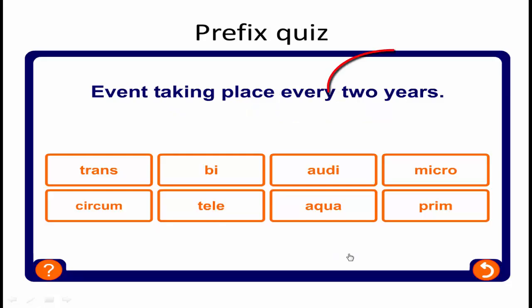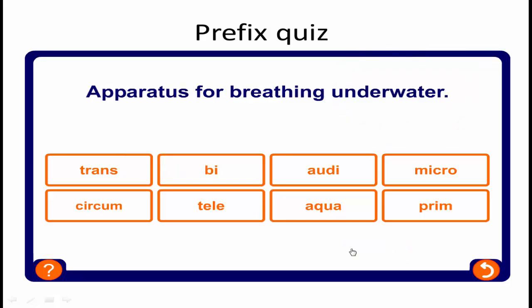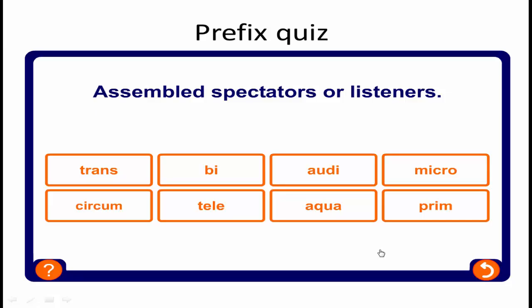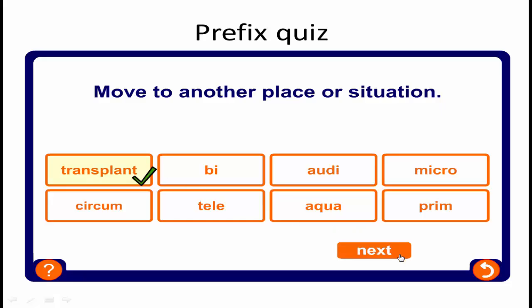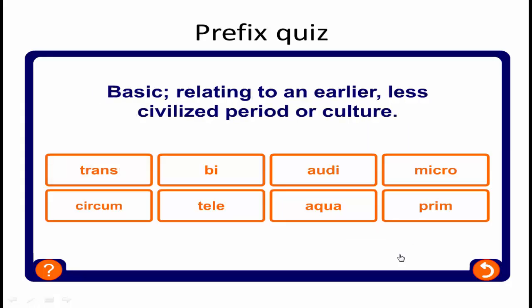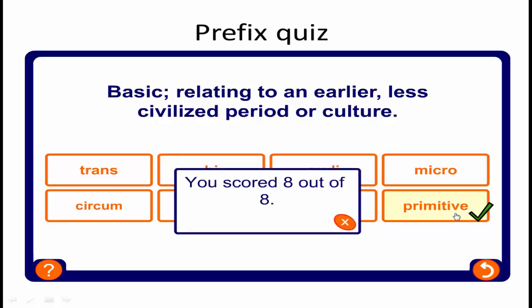An event taking place every 2 years, so that's every 2 years. You're going to choose bi, of course. An apparatus for breathing underwater will be an aqualung. Very good. What does assembled spectators or listeners mean? You're right, audience. Now, what does move to another place or situation mean? Transplant, yes. When you transplant an organ from one body to another, we call it transplant. Finally, basic or relating to an earlier, less civilized period or culture. It means primitive. Yeah, very good. And you scored 8 out of 8.